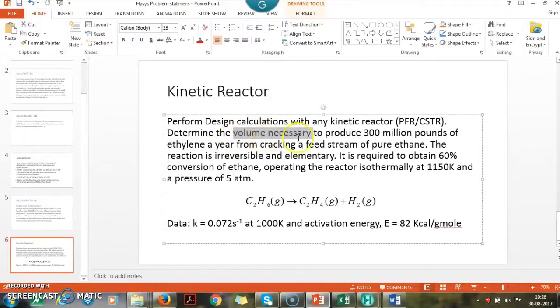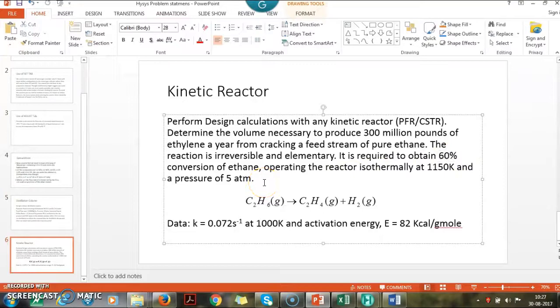Since we know that modular mode sequential simulators can't perform design problems, they generally can perform rating problems. So the job at hand is to produce 300 million pounds of ethylene a year by cracking pure ethane and producing hydrogen along with that as a byproduct. The reaction is considered to be irreversible and elementary. That means the rate of reaction is kCa. Moreover, it is required that we must get 60% conversion of the ethane.